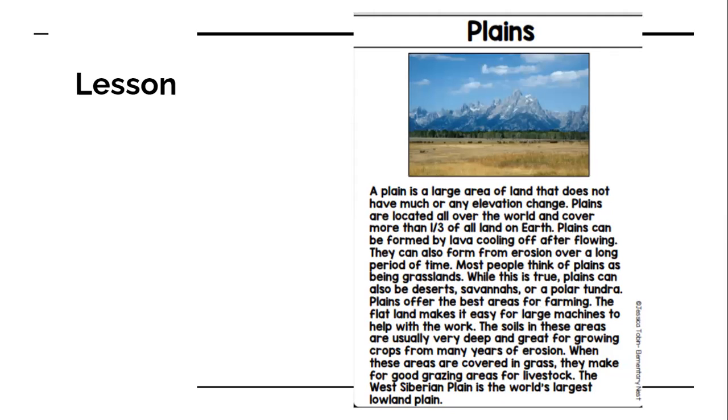Most people think of plains as being grasslands. While this is true, plains can also be deserts, savannas, or a polar tundra. Plains offer the best areas for farming. The flat land makes it easy for large machines to help with the work. The soils in these areas are usually very deep and great for growing crops from many years of erosion. When these areas are covered in grass, they make for good grazing areas for livestock. The West Siberian Plain is the world's largest lowland plain.